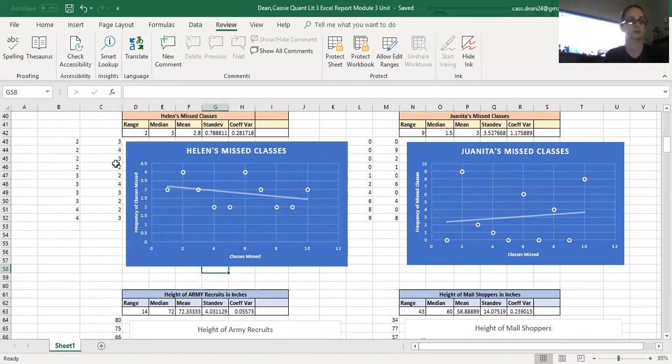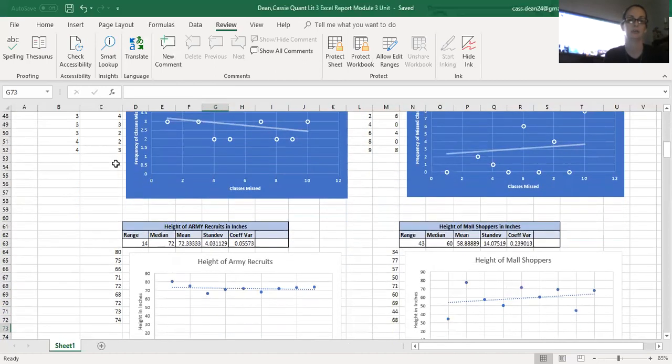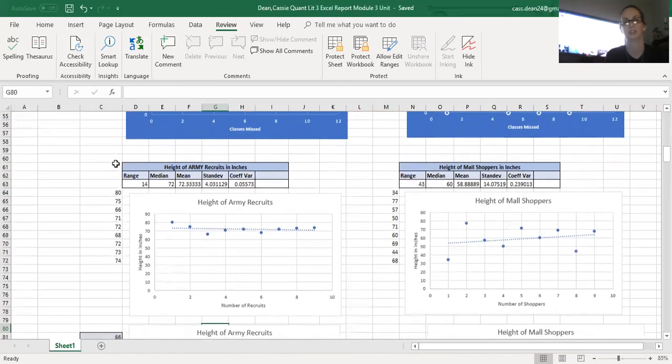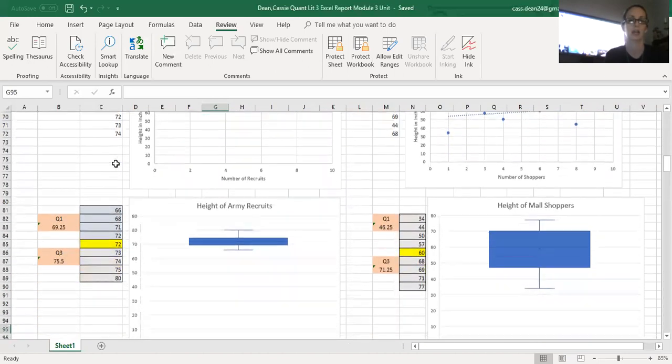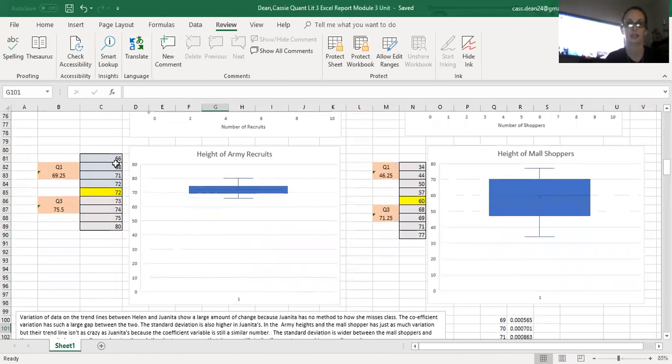I found my range, my median, my mean, my standard deviation, my coefficient of variation. I even have my lines going through it. I did my charts two different ways because I just kind of like doing it that way. There's my, I can't remember this one, the bars and whiskers, I want to say, chart.